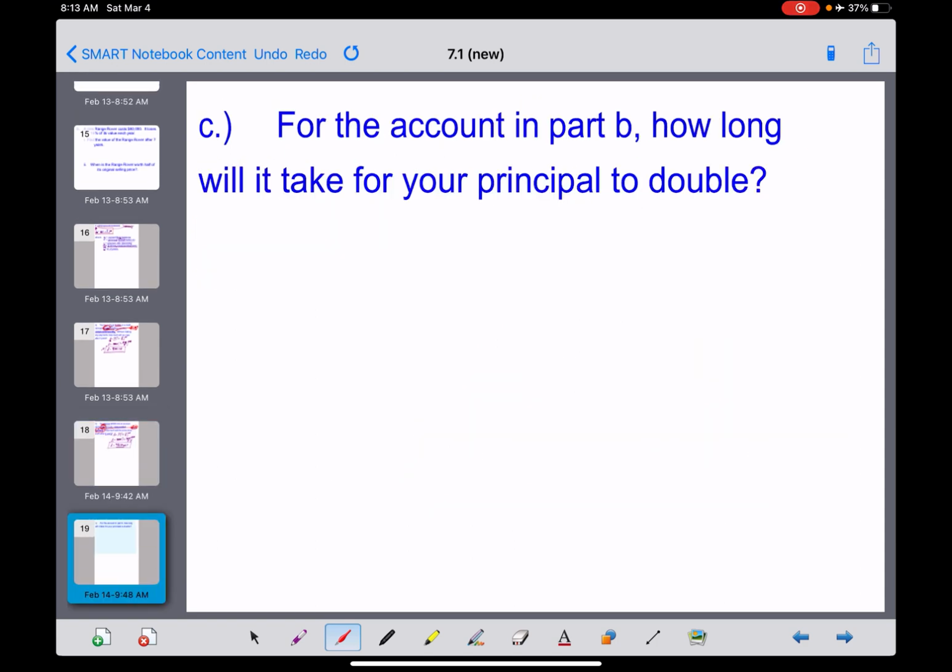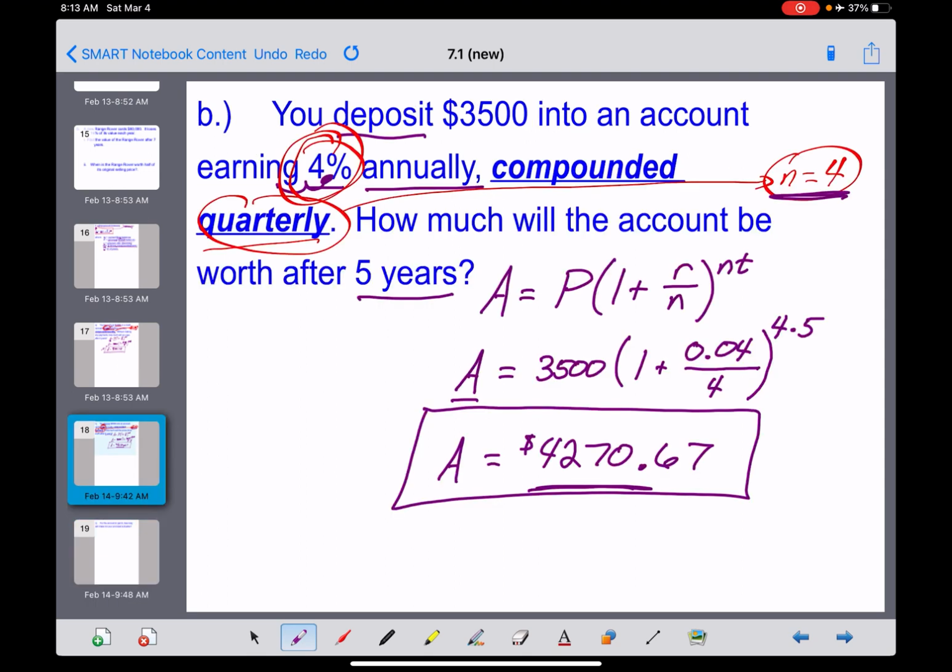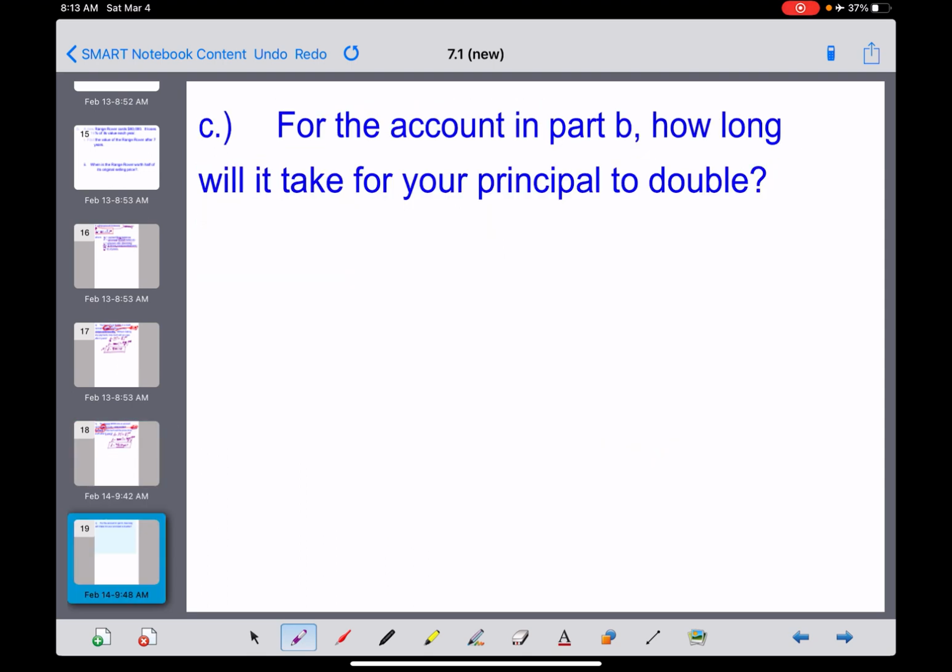Now, real quick, just about ready to wrap this up. But I wanted to do one more problem here, guys, just to give you a sneak peek of what's coming at the end of this chapter. So for the account in Part B, everything we just talked about right here, where you're saving $3,500, how long will it take for your principal to double? How long will it take is a question of time. That's what we're looking for here in this problem.